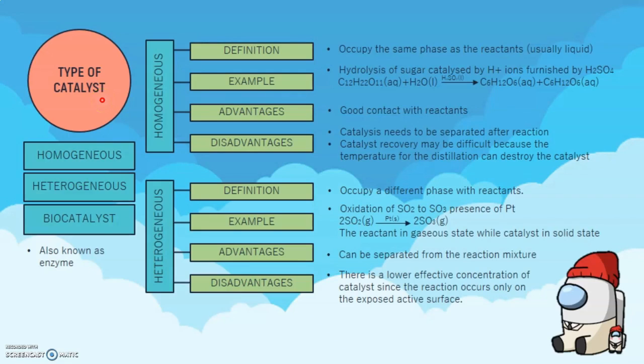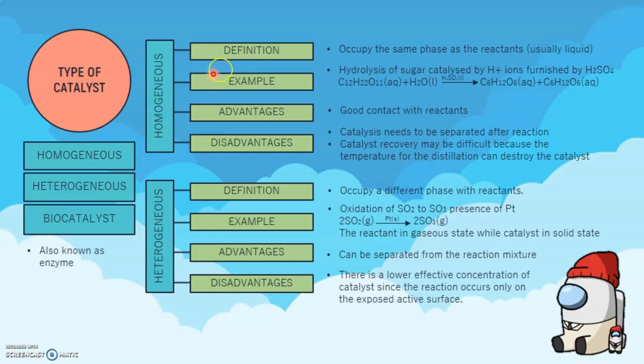My name is Muhammad Mu'min, metric number 1182335. Now we'll go further with the types of catalyst. Catalysts can be divided into three types, which are homogeneous catalyst, heterogeneous catalyst, and biocatalyst. We will only focus on the homogeneous and heterogeneous catalysts since they are used in the industry itself.